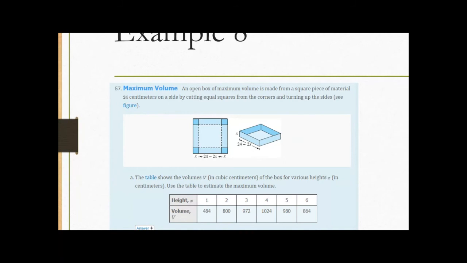So we have an open box of maximum volume made from a square piece of material 24 centimeters on a side by cutting equal squares from the corners and turning up the sides. And so they have this picture. You're cutting out squares of size x, and when you cut those out, you're left with these little flaps that you can fold up. So that's sort of this picture, and when you get to calculus and you have problems with this, you have to draw that picture all the time.